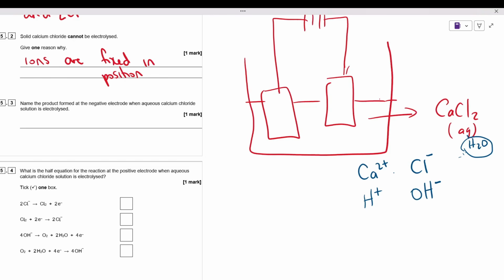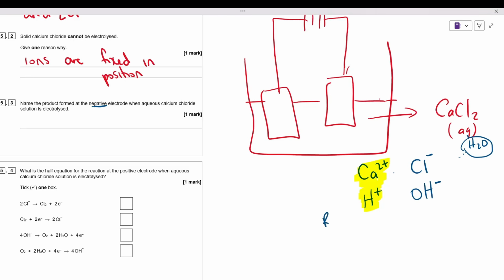Okay, so this is asking about the negative electrode, the product formed at the negative electrode. And I know without a shadow of a doubt, because opposites attract, my negative electrode will have these going towards it, right? So those will go towards my negative. Now I need to determine which is preferentially discharged.